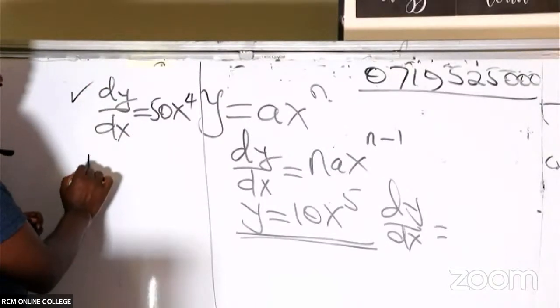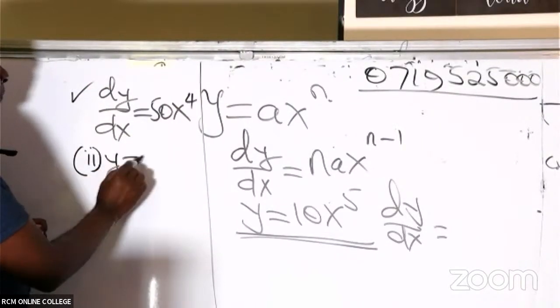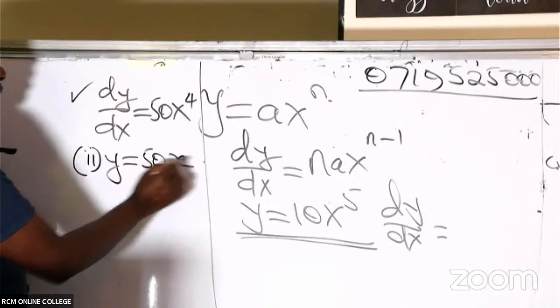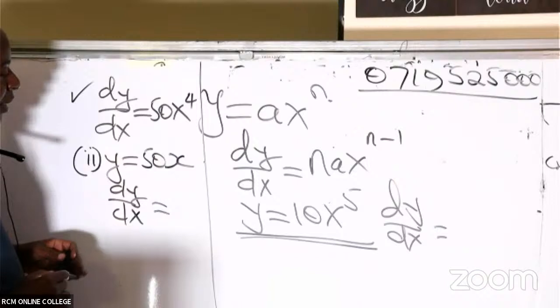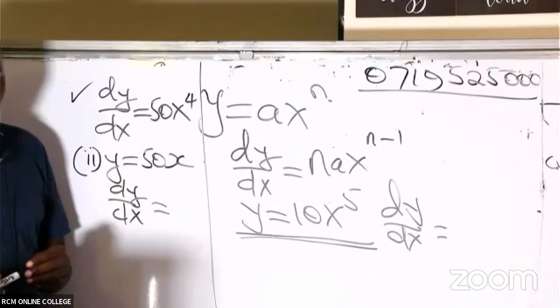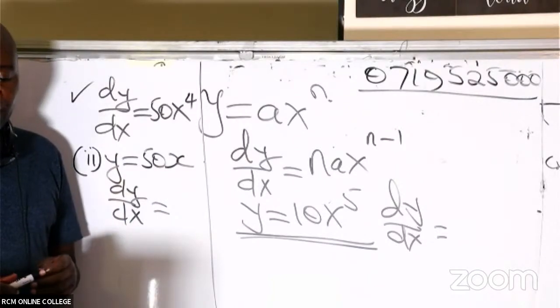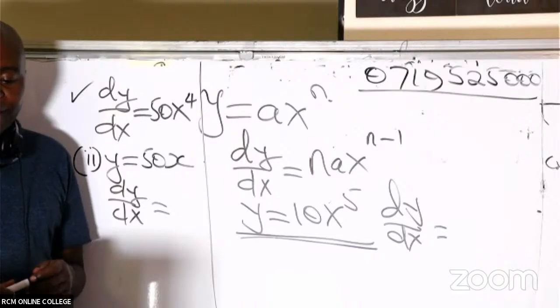Let me try you with this second one. What if you have y equals 50x? What do you think in this case our dy over dx will be? Just try. If you have y equals 50x, and they want you to differentiate, what do you think our dy over dx will be?